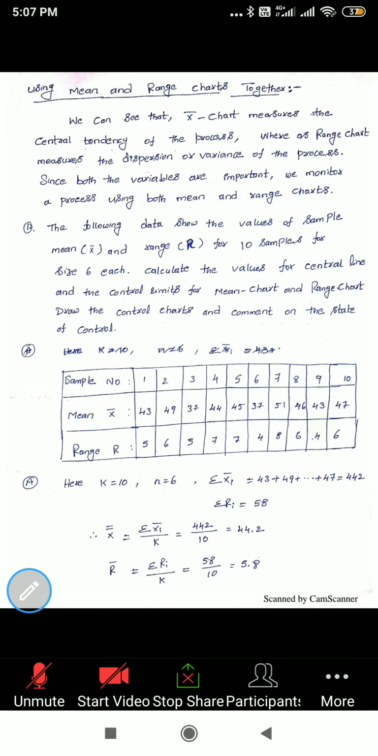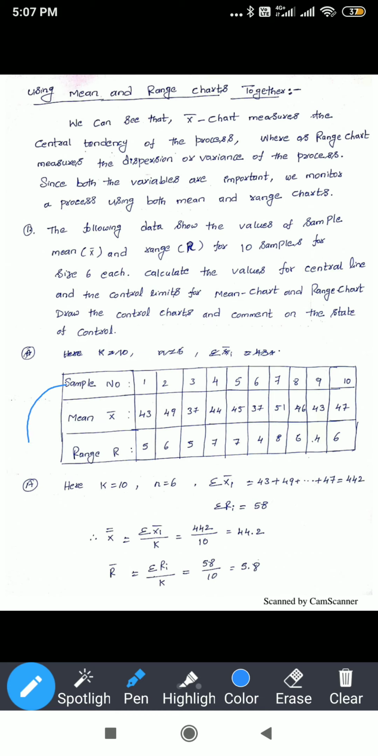See here in the question, this is sample number on the x-axis and R values on the y-axis. Take the points as 1 and 5, 2 and 6, 3 and 5. Like this, you are going to take the points.